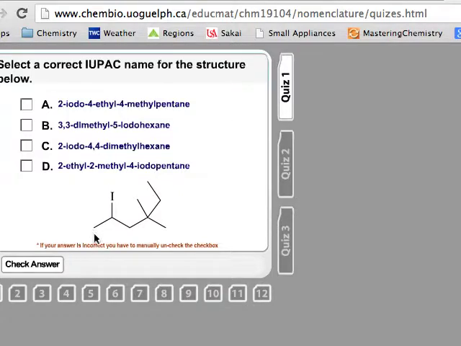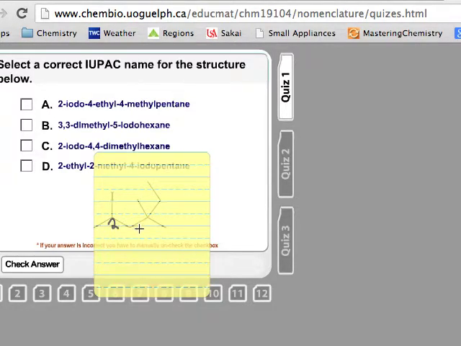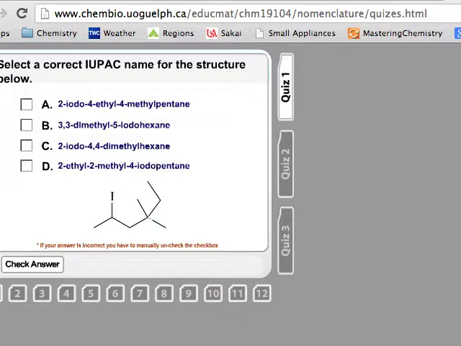So this is the way it's going to work. This is my first carbon. On my second carbon, I've got an iodo group or an iodine group. And on my fourth carbon, I've got 2 methyl groups. Only one carbon here. One here, one here. 1 point, 1 point. So that says methyl to me. Methyl versus iodo. Iodo comes first. So it should be 2-iodo-4,4-dimethylhexane. That should be choice C. Let's check our answer. And that is correct.